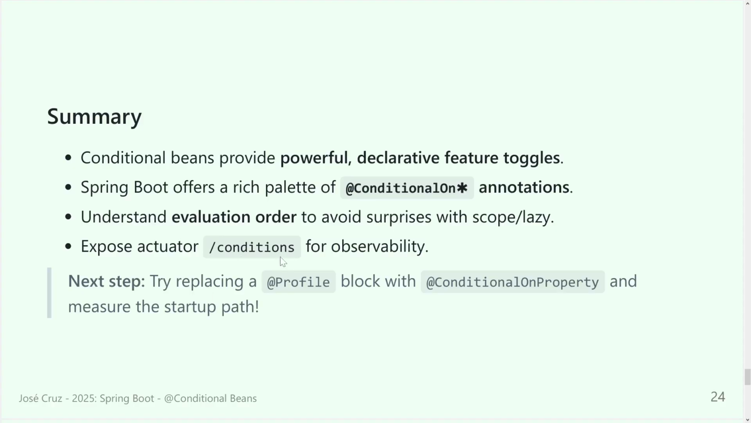And expose actuator conditions for observability. If you are having issues and you are getting lost in all these conditions, activate this actuator and check what it is returning. So, next step: if you have an application, maybe you are using profiles, try replacing a profile block with a conditional property and measure the startup path. It will be quite easy, nice, fun to see.